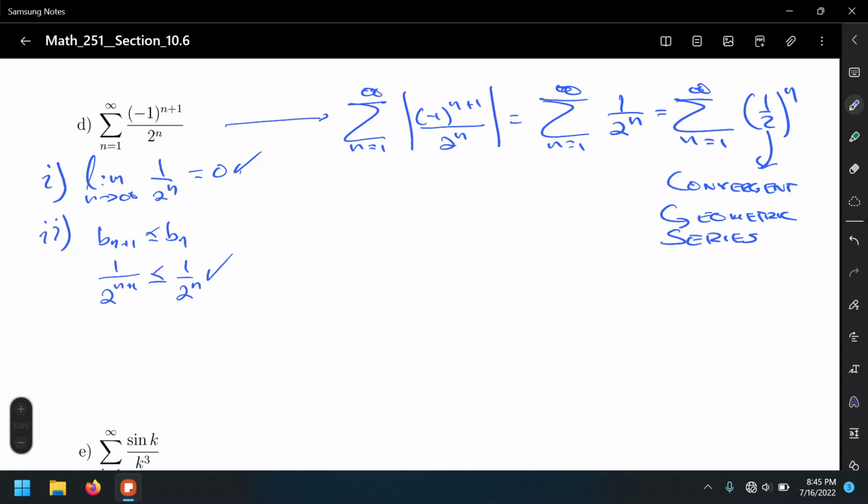Alright, and because the series of the absolute value converges, then the original series converges absolutely.